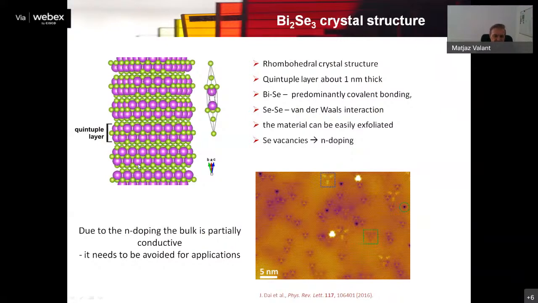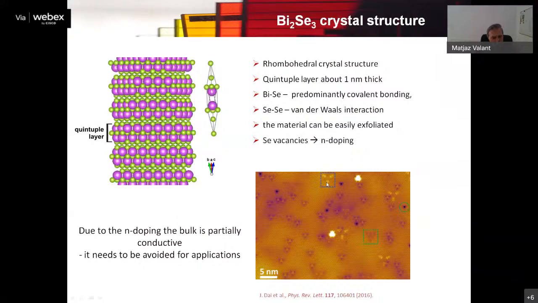It's a rhombohedral crystal structure, and if we go so far that we lose this particular space group or symmetry, we also destroy the topological character. Another thing with bismuth selenide is that it has quite a dense defect structure, which causes N-type doping. So the bulk is also partially conductive, which is spoiling the party, because we do want to have semiconductor properties within the bulk.